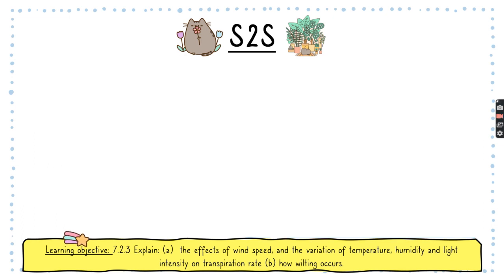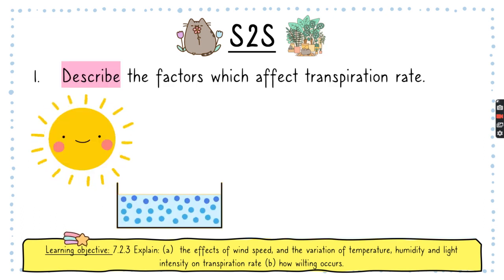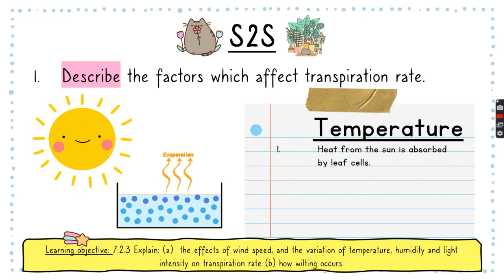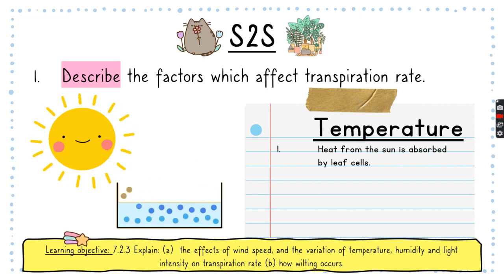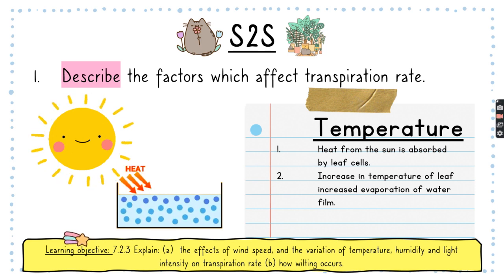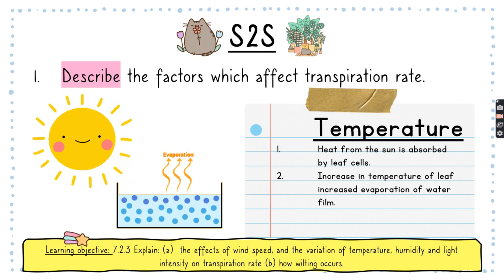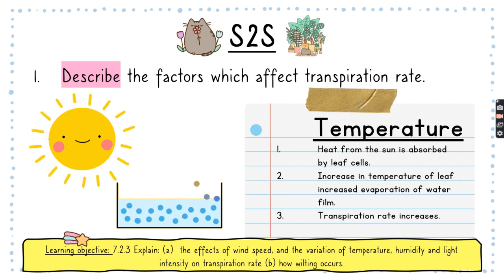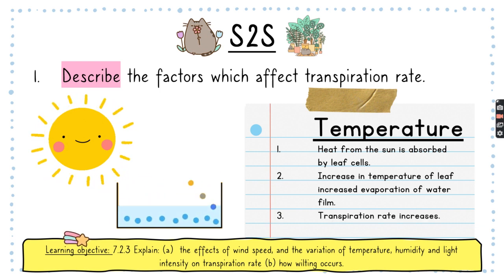Okay, second, we have to look at temperature. Heat from the sun is absorbed by the leaves, and this increases the temperature of the leaf, therefore increasing evaporation of the water film, and overall transpiration rate increases.